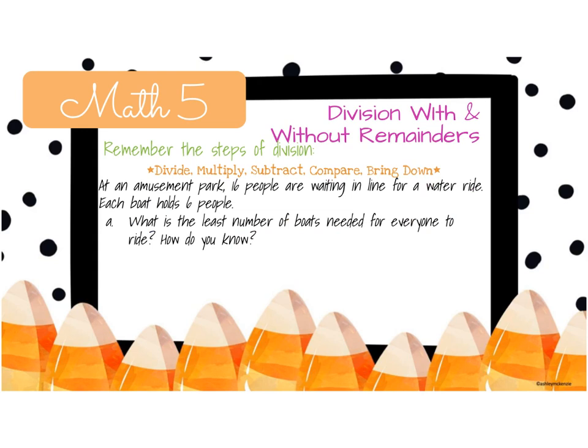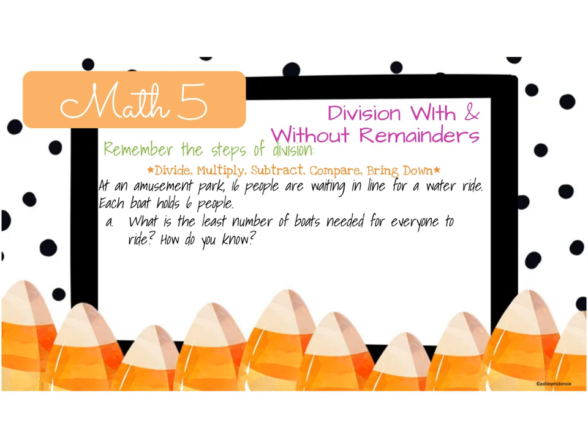Okay, next. At an amusement park. Oh, this question should be fun. You should love division because it's about an amusement park, right? It makes it so much better. Waiting in line's the worst. So at an amusement park, 16 people are waiting in line, but that's not too bad. 16 people for a water ride, and each boat holds 6 people. So we want to know first, what is the least number of boats needed for everyone to ride?